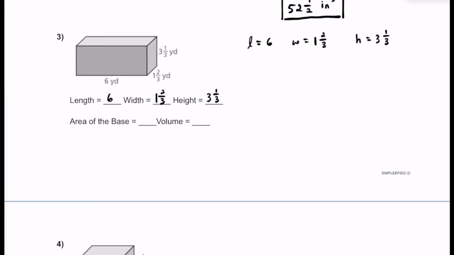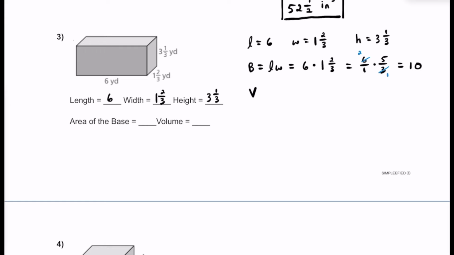And let's start next going ahead and finding out the area of the base, which is going to be the length times the width. So that's going to be 6 multiplied by 1 2/3. As improper fractions, this is going to be 6 over 1 multiplied by 5 over 3. You can go ahead and multiply then simplify, or you can see that you can divide these both by 3. That becomes a 1 and a 2. So the area of the bottom of this prism is just going to be 10 square yards.